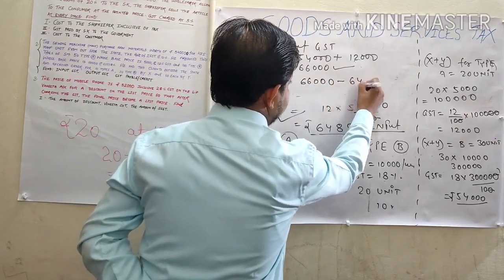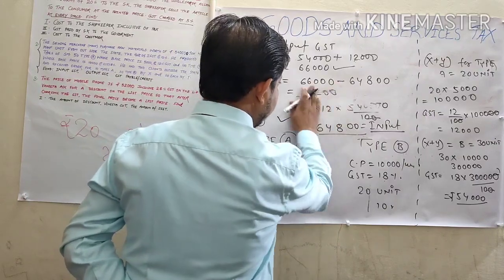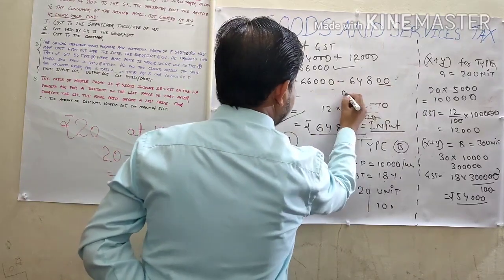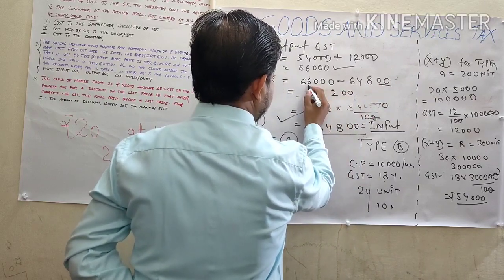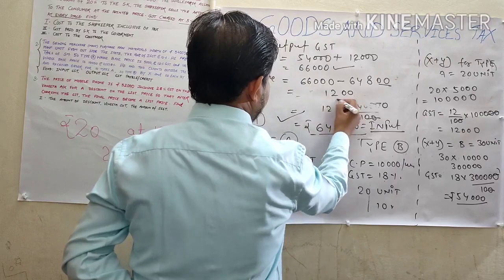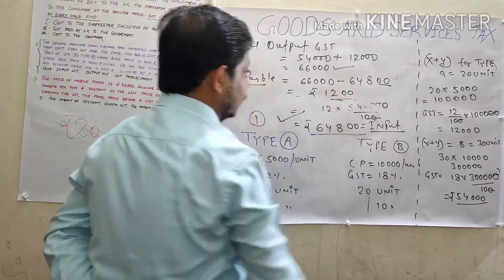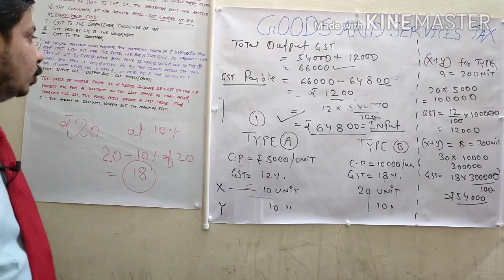So GST payable is 66,000 minus 64,800. So he will pay only 10 minus 8 is 2, and 5 minus 4 is 1, 1,200 rupees. He will pay 1,200 rupees as GST to the government. What is the basic question here?